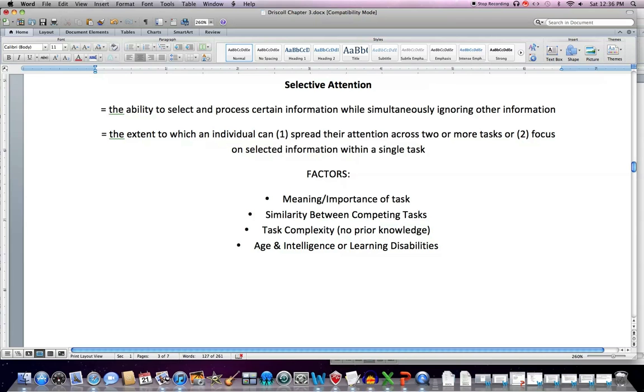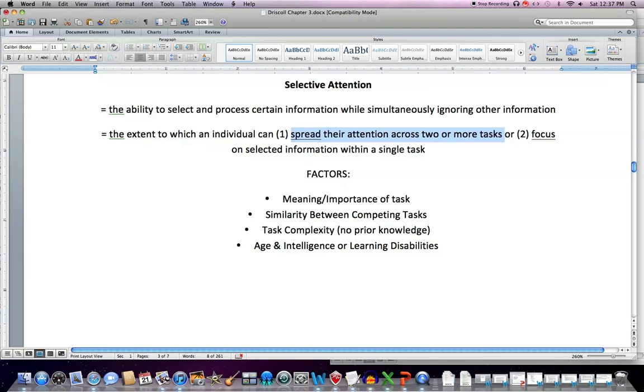Another definition that Driscoll gives is the extent to which an individual can either spread their attention across more than one task or focus their attention on selected information within a certain task. So it's either a matter of spreading the information or focusing on certain information. We would probably call this first one multitasking. It's a big thing in our society right now, this ability to multitask.